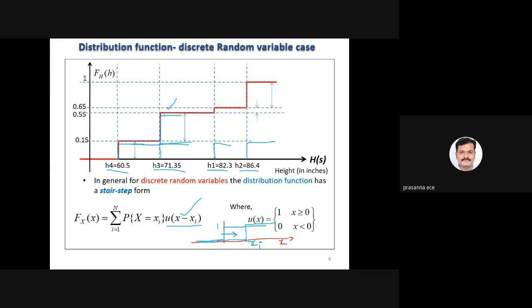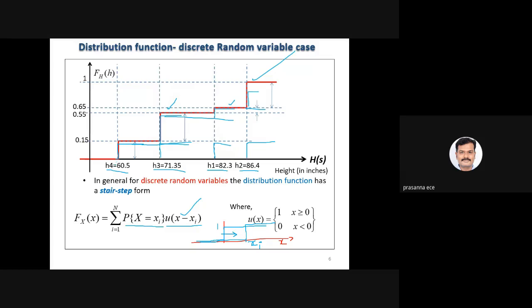Already there is a unit step function here. On top of that, we are adding one more small step, so that brings us to this level. Again, from this level, we are adding one more step, and that brings us to this level. So it is a cumulative sum of many shifted unit steps. The heights of the unit steps are formed by the probability values of the random variable x.